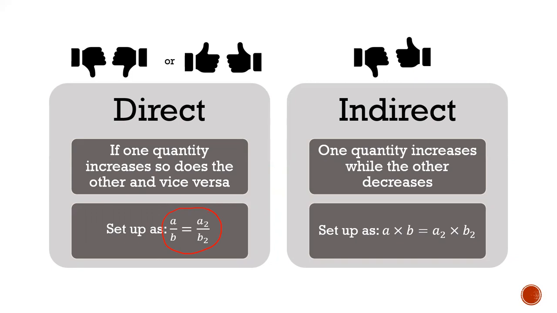That means we have an indirect relationship, and you'll set those ones up as multiplying. So instead of two fractions, we change our fraction line for a multiplication sign, and we set them equal to each other, and then we solve. So very, very simple relationships to set up. And now that we've got this done, we'll move into percentage next class.